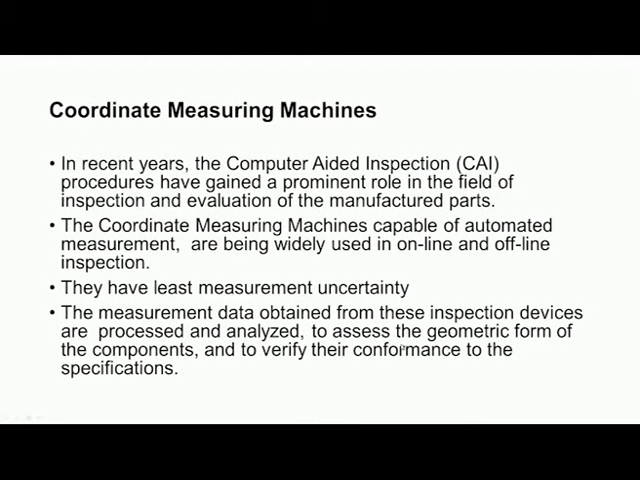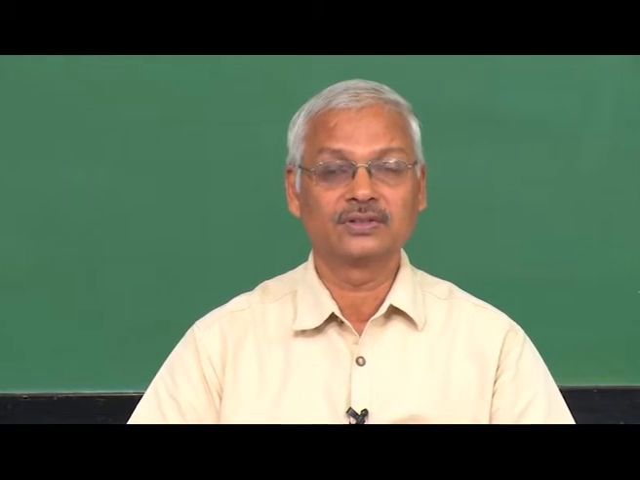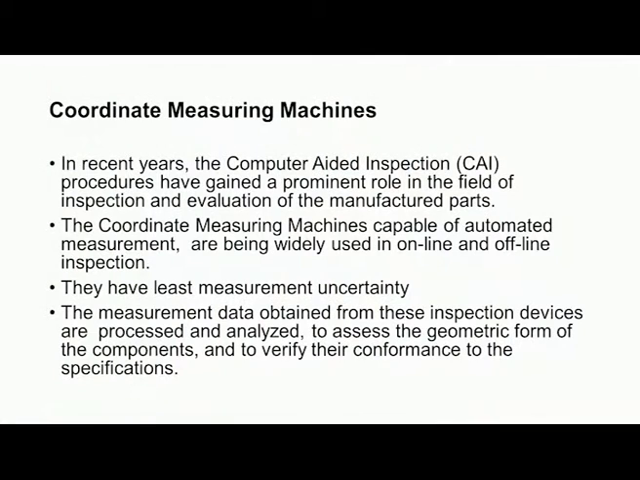Now, we can use coordinate measuring machines also to check the straightness of given surfaces, lines or planes. In recent years, computer aided inspection procedures are used to find out the geometrical features, and with CMMs, coordinate measuring machines, it is possible to automate. These CMMs can be used for online or offline inspection. After the machining is over, we can take out all the workpieces, clean them properly, deburr, de-oil, etc.